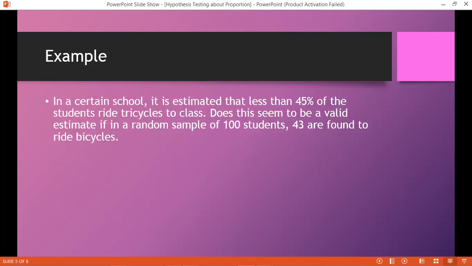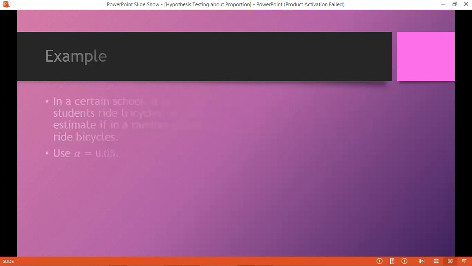All right. Now, for example, in a certain school, it is estimated that less than 45% of the students ride tricycles to class. Does this seem to be a valid estimate if in a random sample of 100 students, 43 are found to ride tricycles? Now, you are to use alpha equals 0.05. Let's do the solving.